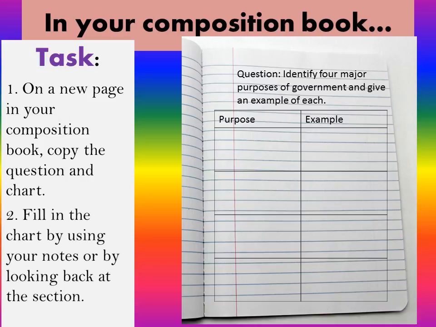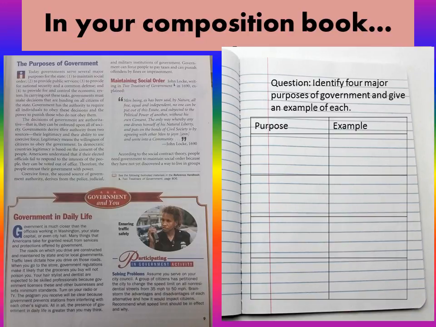You're going to fill in the chart by using your notes from the worksheet, or you can look back at the section in the book. I think it's page 5 to 12 or 5 to 11. Okay, so we're going to go ahead and start filling in the chart. The question here is identify 4 major purposes of government and give an example of each. So we need our 4 purposes. If you look in your book at your headings, you have here the purposes of government.